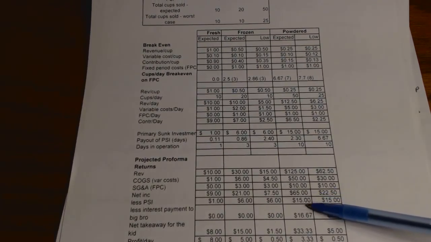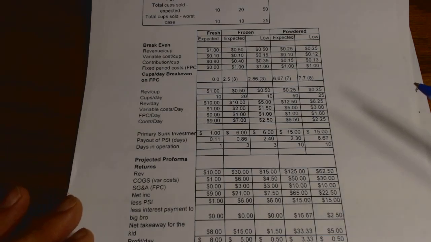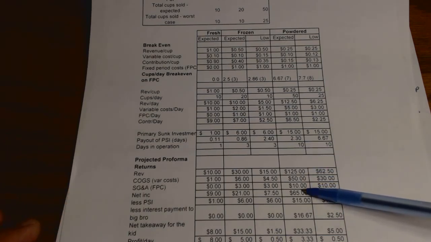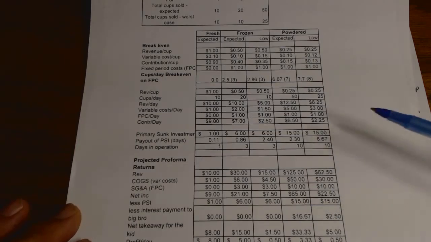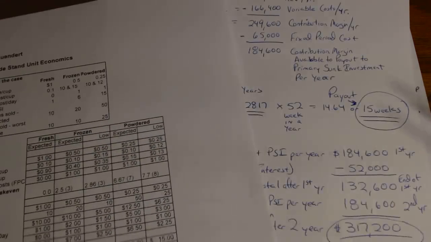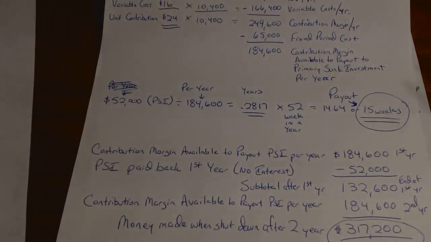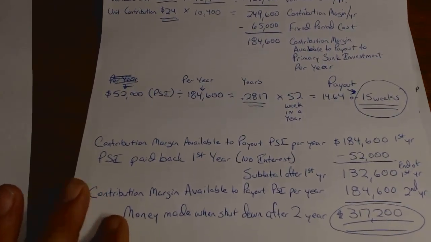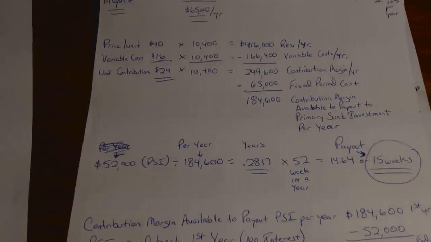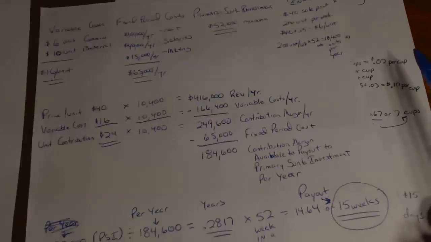So then you subtract that after your net income. See how it's got net income less the PSI, the primary sunk investment. Because if you don't have the money, you don't have to pay that back. It's not a fixed period cost, it's a sunk investment. Okay, so I just wanted to make sure you understood the relationship.